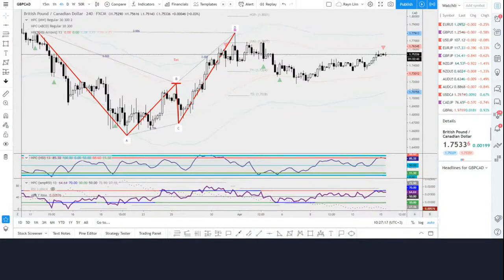Today we're running 1 hour and 12 minutes. I find that it's quite a good duration.